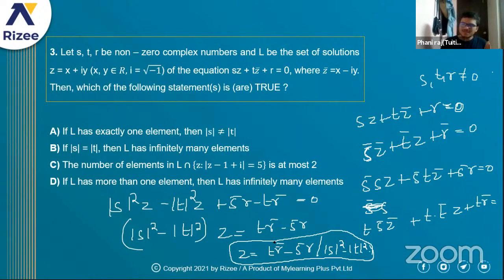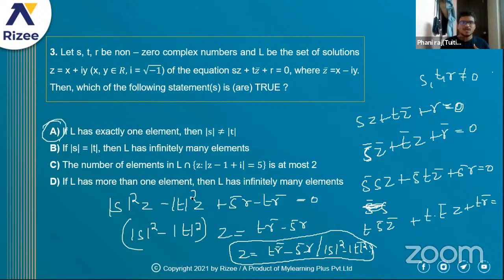10 power 7 is also infinity. 10 power 9 is also infinity. So if this is 0, the numerator could be anything. So there are multiple complex numbers for which z could stand. But if you fix s bar not equal to t bar, that means s bar square minus t bar square is not 0. That means s is fixed and t is fixed. Obviously, you can only have one element, correct? If you fix t, if you also fix r, so option A is correct.